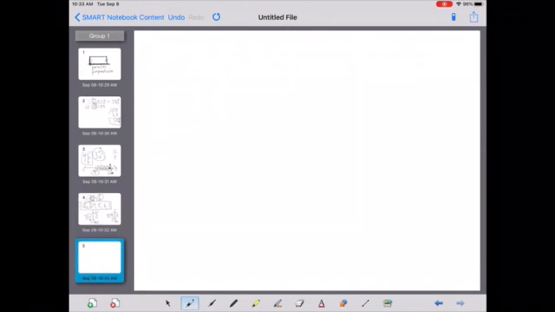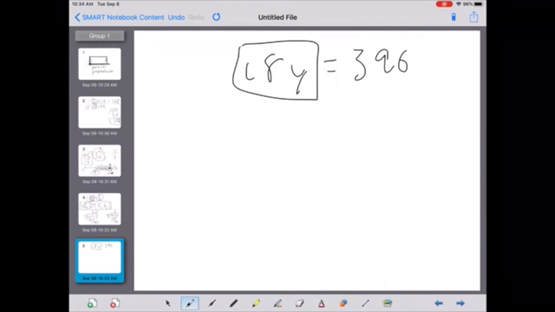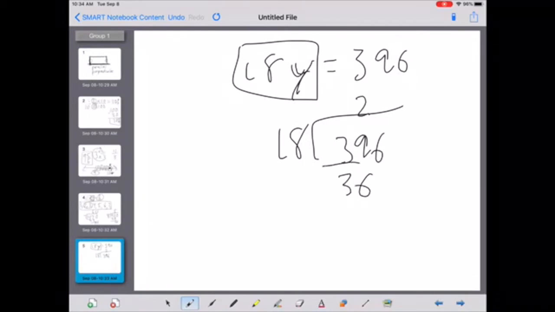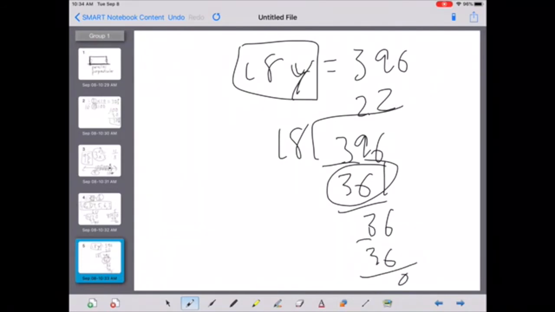Number 11, 18y equals 396. This means multiply, letter next to a number. Missing in multiplication, I divide. 396 divided by 18. 18 goes in there twice. That's 36. Subtract 3, bring down 6. I already know that one. Goes in there twice. Is 36 again. So I have an answer of 22.